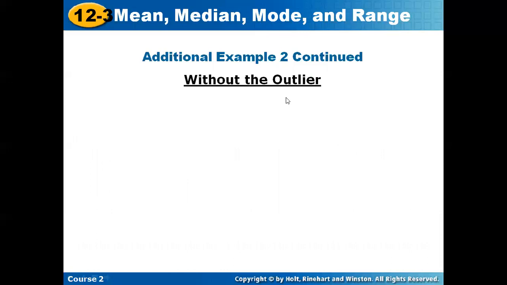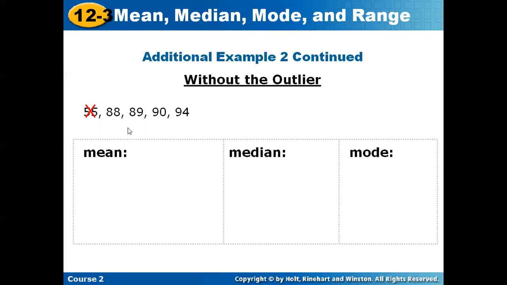The next one: what if we remove the outlier in that given set of data? What could be the effect of that outlier in finding the mean, median, and the mode? So we have 55 again, 88, 89, 90, and 94. The outlier here, we're going to remove. So let's find the mean. Simply add 88 plus 89 plus 90 plus 94. The sum is 361. Then divide the sum by the number of scores we have. We have 4. The result is 90.25.